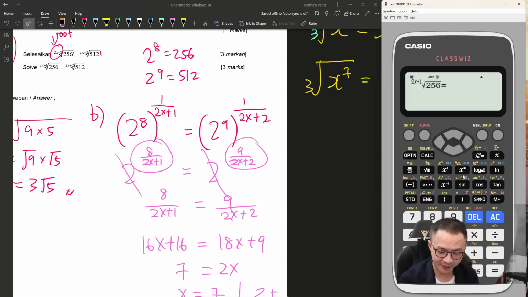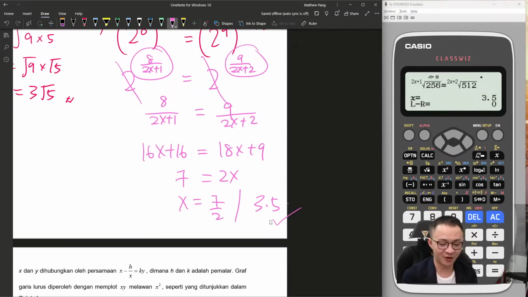Then I'm going to key in another 2x plus 2, and then this is 512, and then I ask the calculator to solve for me any number like 10. So I'm not sure the calculator can solve for us or not, but if it can, then yeah, cool. So the answer is 3.5, then I know my final answer is correct.